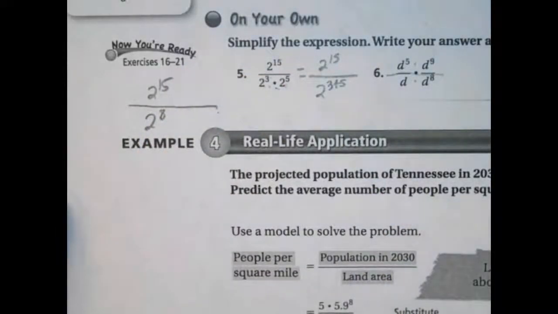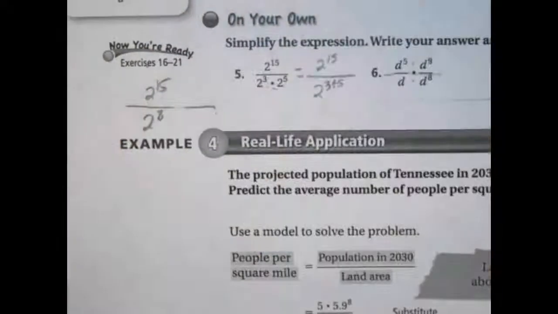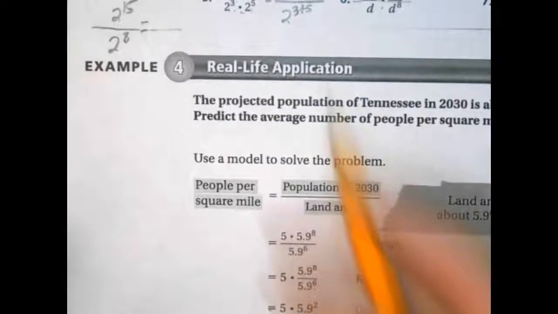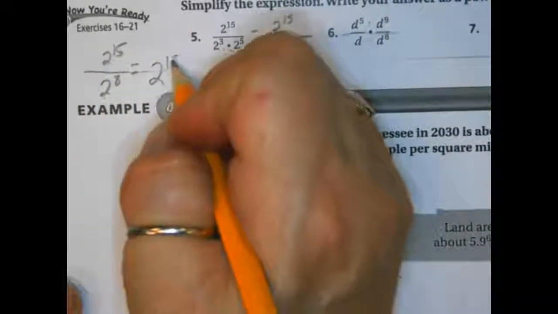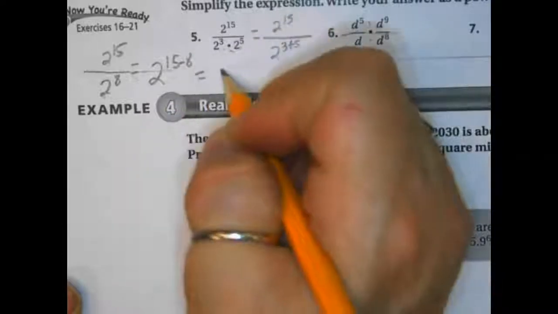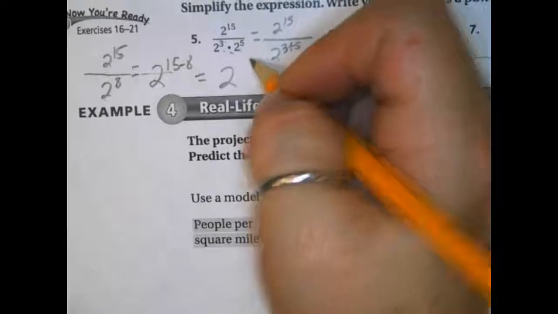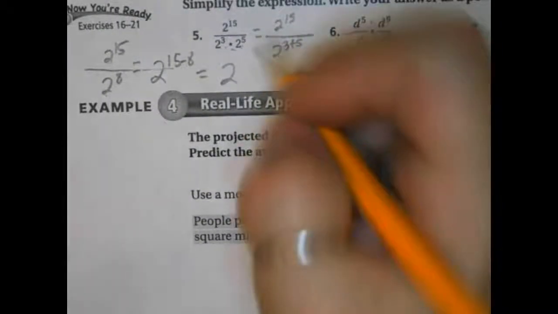Okay, and now I can continue my problem by getting rid of my little fraction bar here. My base is 2, correct? So I'm going to bring that base over. What is 15 minus 8? 7. So it becomes 2 to the 7th.